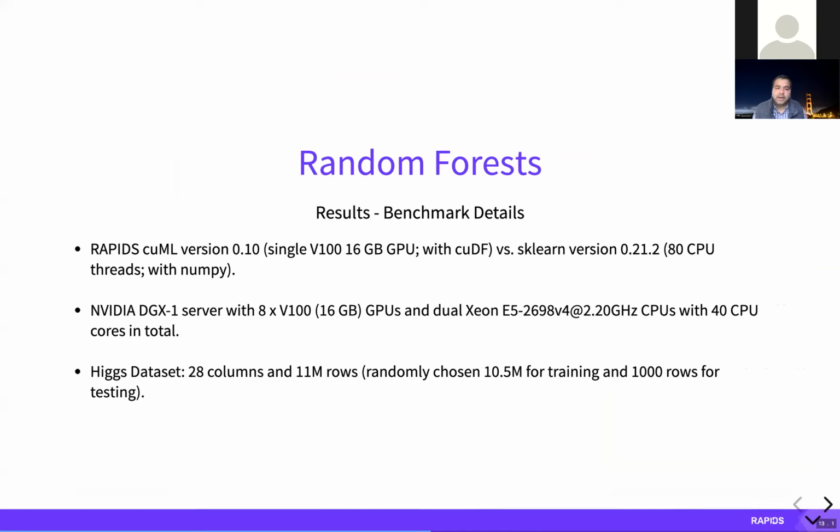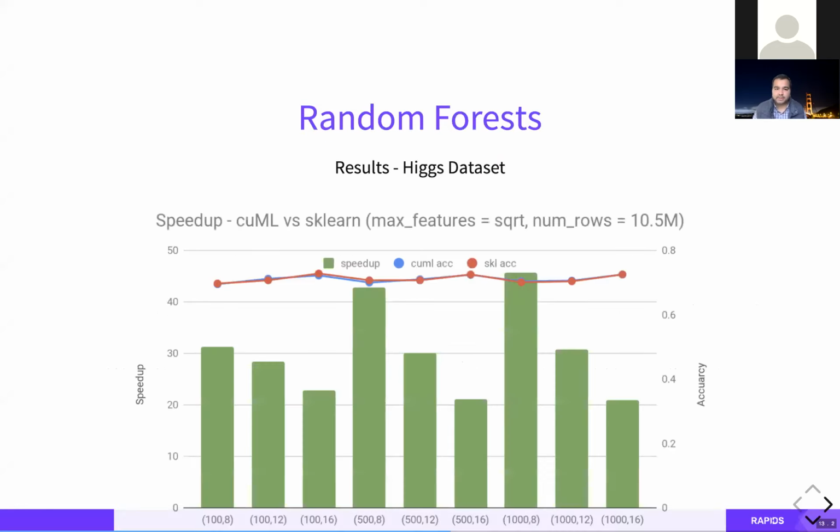We ran a little experiment where we compared cuML with scikit-learn on a DGX-1 server, which is NVIDIA's 8 GPU system. We have V100s, very powerful GPUs with 16 GB. Although we are using only a single GPU in this experiment, the DGX-1 server is configured with 8 GPUs. And then we have a dual Xeon E5 CPU with 40 cores. We did this experiment on 28 columns and 11 million rows in something called the Higgs data set. It's a pretty standard data set used for benchmarks. And here are the results.